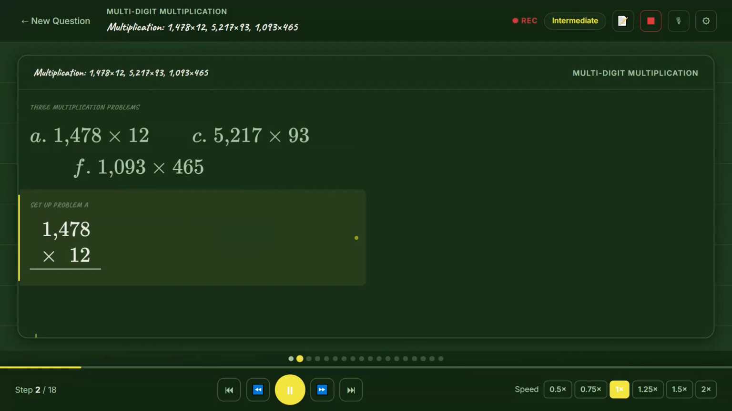Let's write 1478 on top and 12 on the bottom. We line up the numbers on the right side. First we will times by 2, then times by 1 in the tens place.